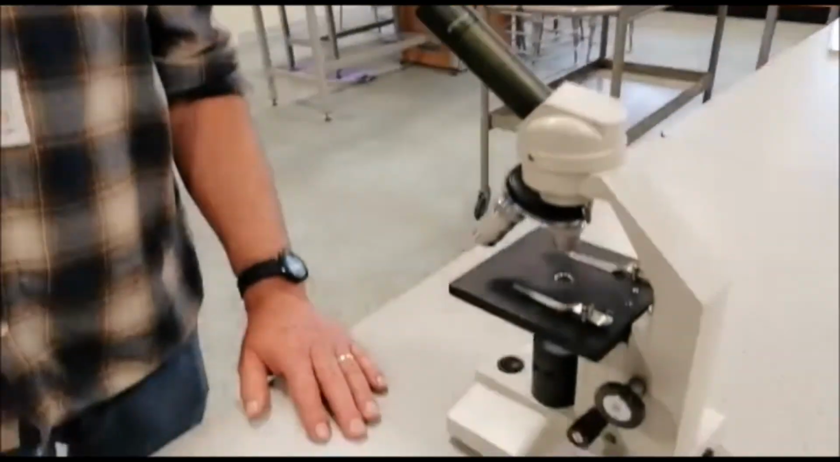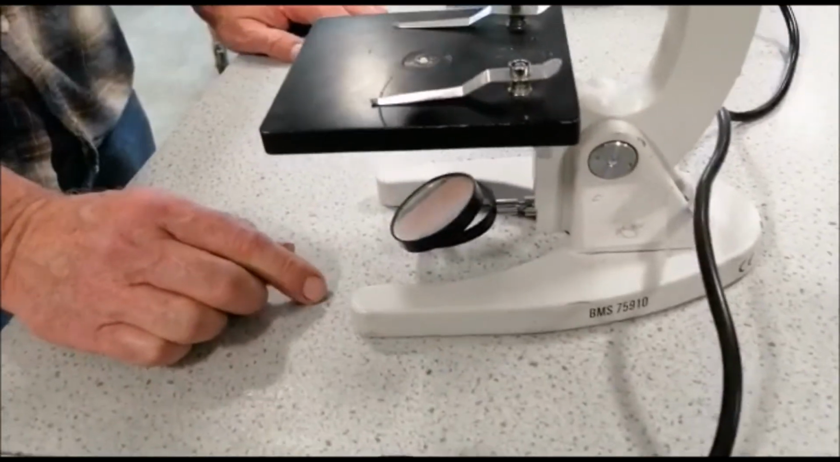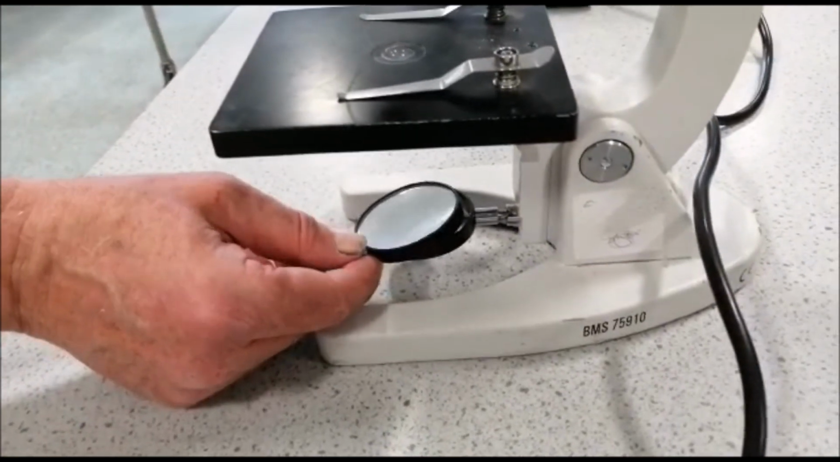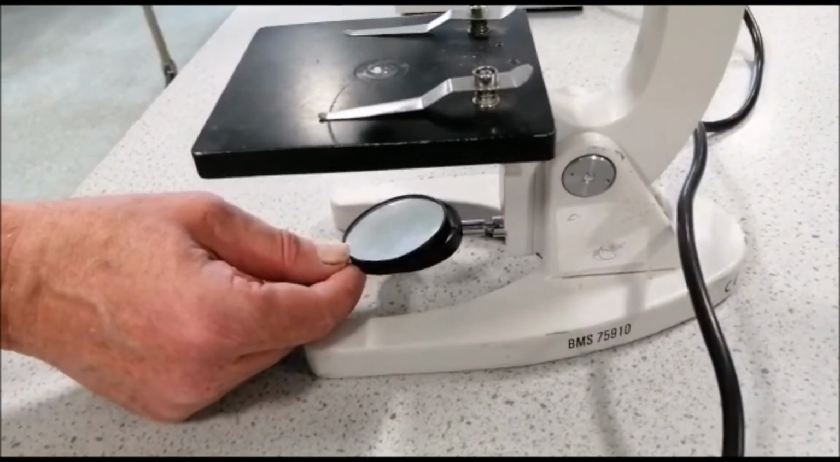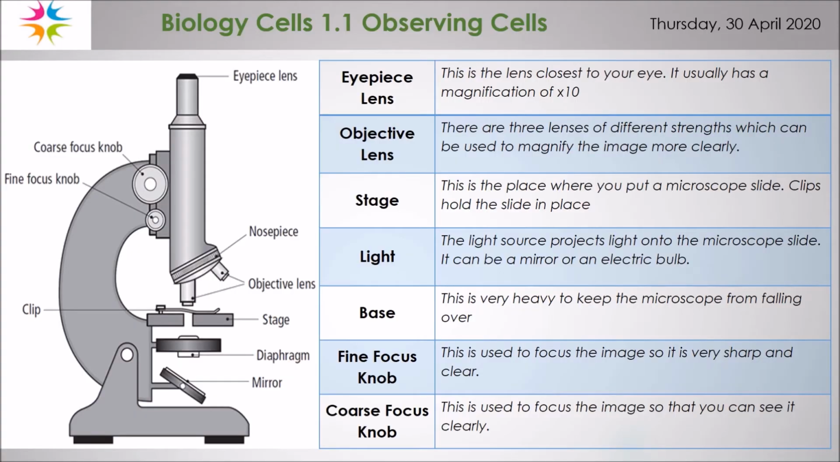Oh, I forgot to mention that in some of the microscopes you'll be using, instead of a light at the bottom, there is a mirror which you can adjust to make sure the light is shining through your slide. I hope you enjoyed that little demonstration of all the parts of a microscope.